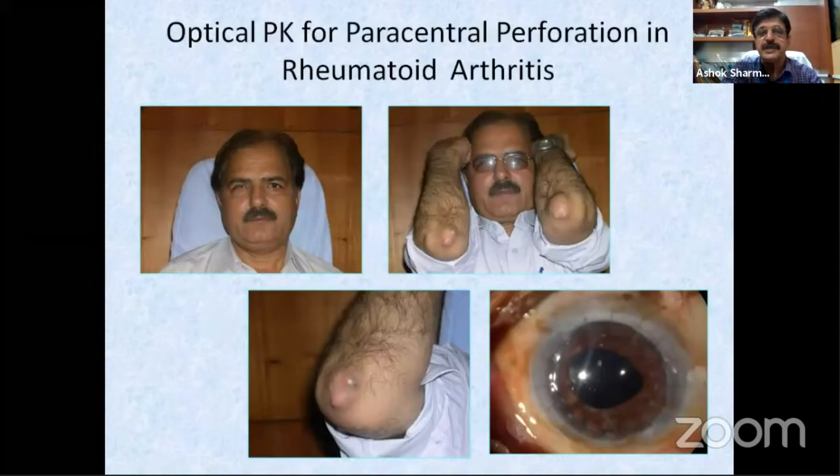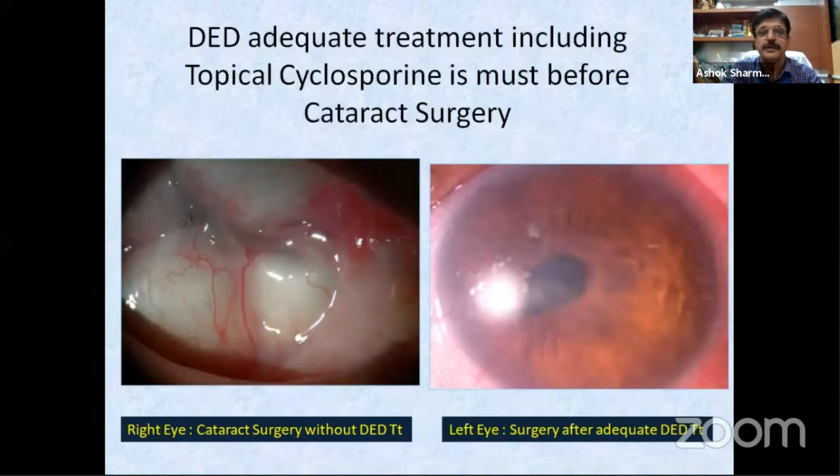This is one patient who had severe rheumatoid arthritis and had perforations. We had to do a therapeutic graft for him. And in addition to topical steroids, we used topical cyclosporine for him.